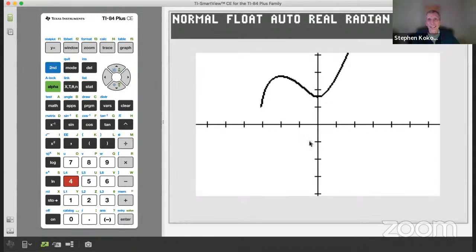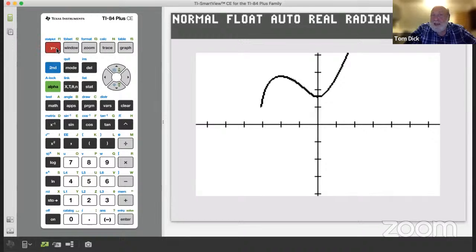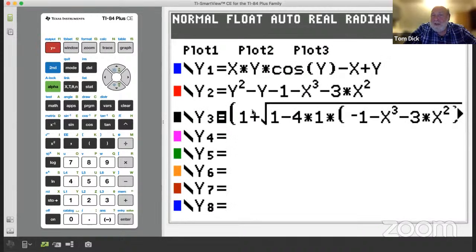So how would we get the other half? Well, we go back to y equals. If I had put a minus where I'm waving that 1 plus, remember it was 1 plus or minus the square root. The minus in there, if I made that my y4, that would give me the bottom half of the curve. So kind of neat. All right, so that's one that we're actually able to graph in that way.